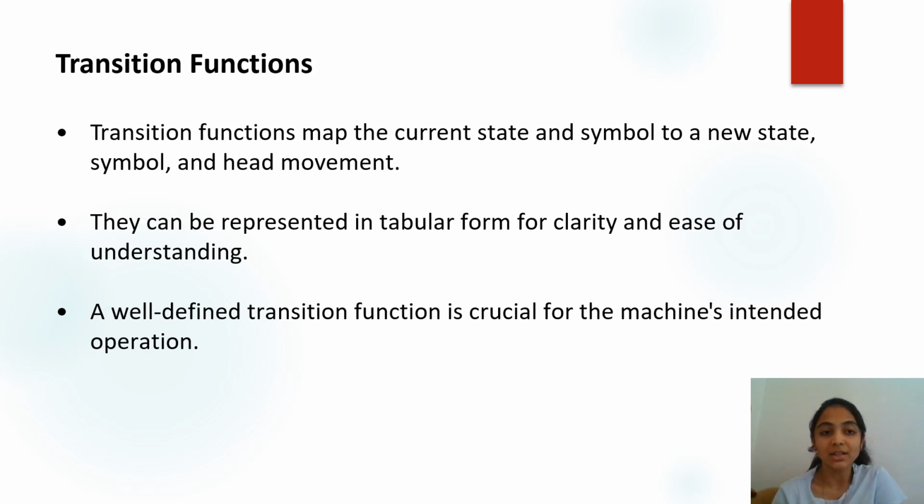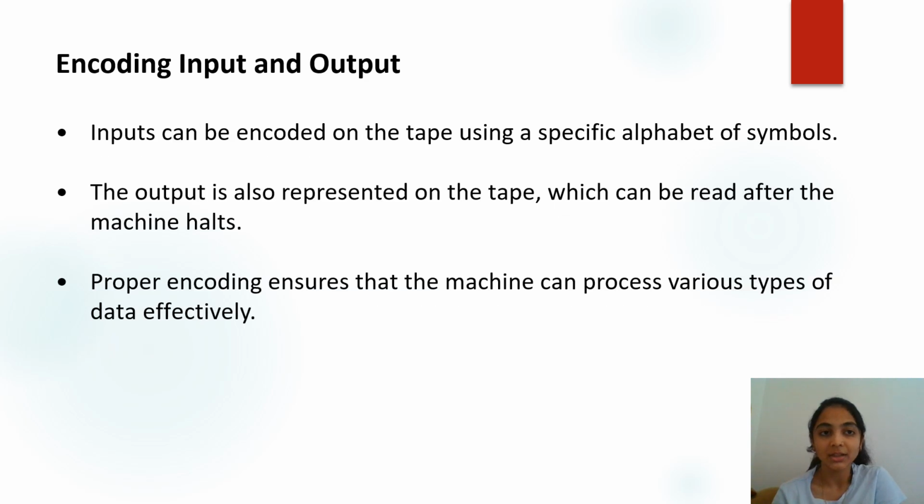Transition functions. Transition functions map the current state and symbol to a new state, symbol, and a head movement. They can be represented in tabular form for clarity and ease of understanding. A well-defined transition function is crucial for the machine's intended operations.